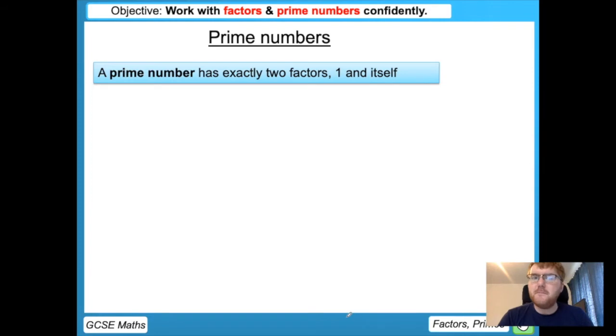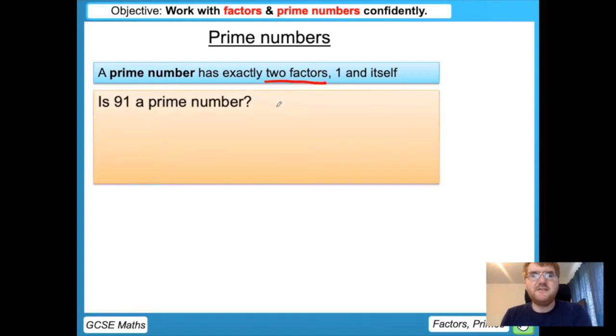On to prime numbers. The definition of a prime number is that it has exactly 2 factors, 1 and itself. So the first question to ask here is, is 1 a prime number? Well, it isn't, because 1 only has one factor, which is 1. So when we have our list of prime numbers in a moment, 1 is not actually a prime number.